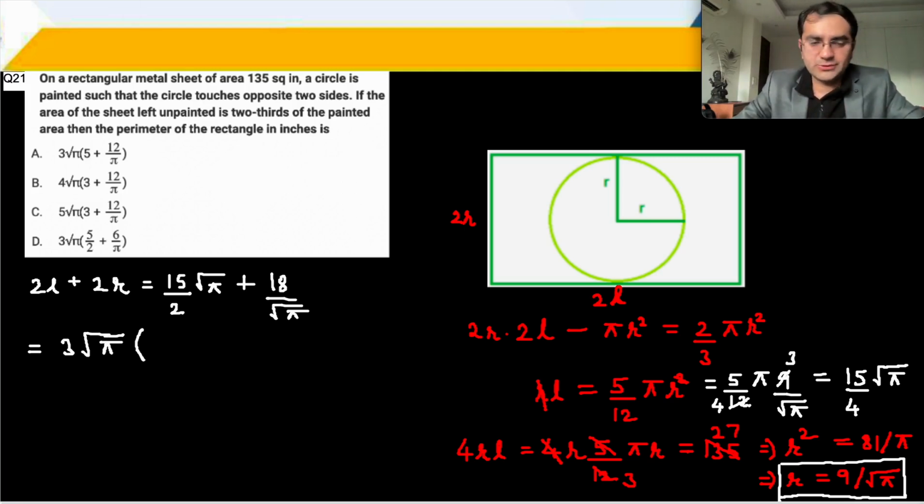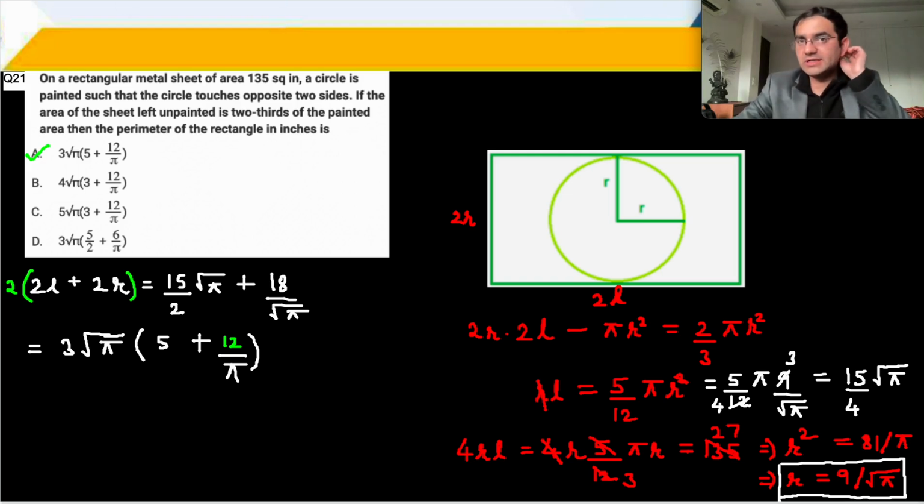We have to match it with the options now. We have to double it to get the perimeter. Taking 3 root pi common, I get 5/2 plus, from here, 3 root pi common, you'll get 6 upon pi. And then we had to double it, right. So we double the bracket to match with our answer. 5/2 becomes 5 and 6 becomes 12. It matches with answer A. So it's a straightforward question but a little time consuming in terms of the length of the calculations. And that is question 21.